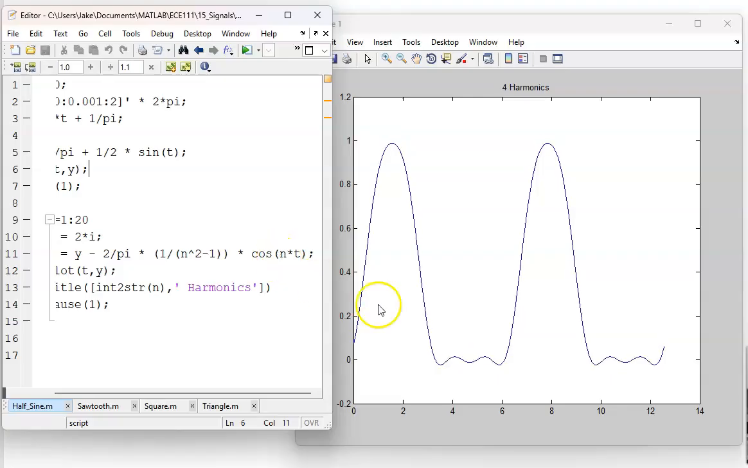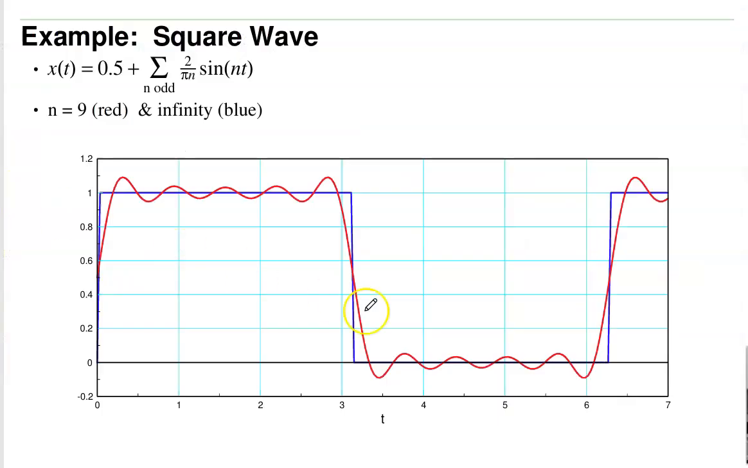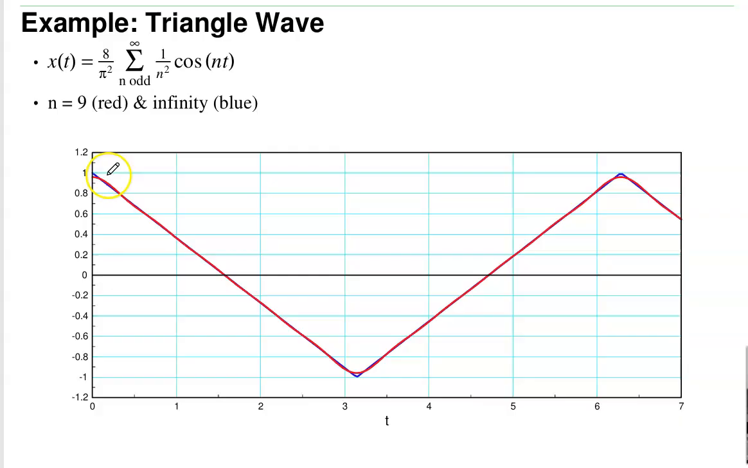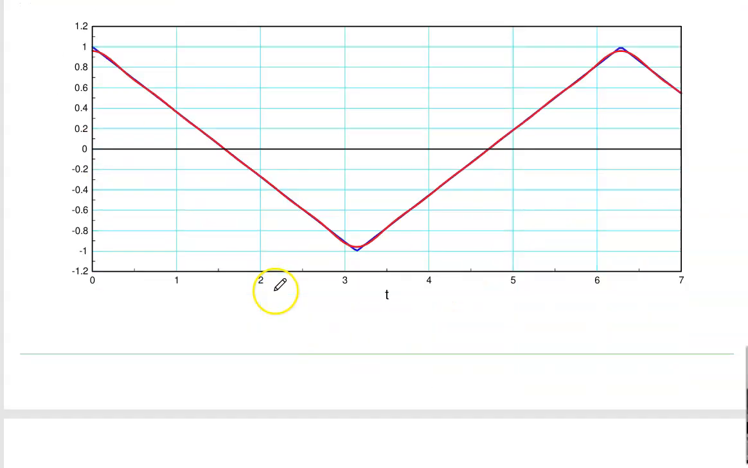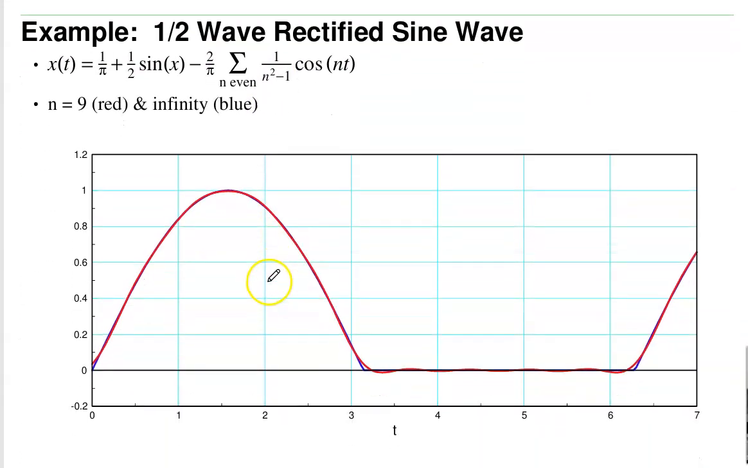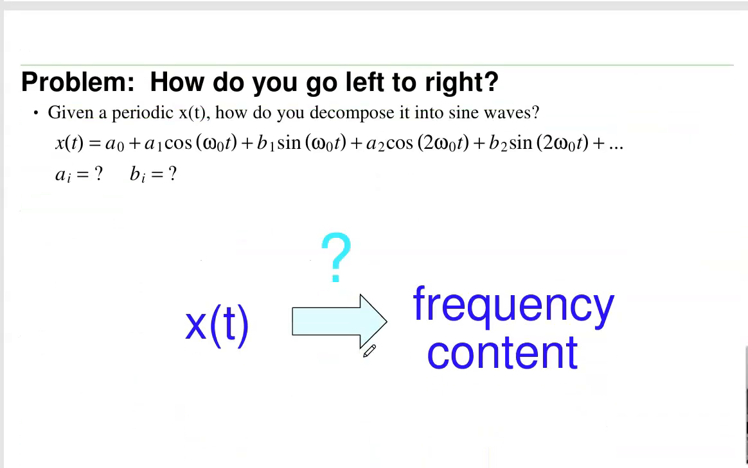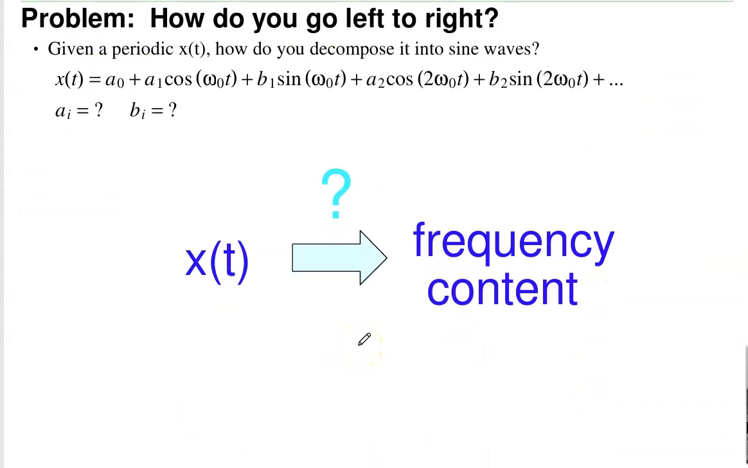As n keeps on increasing, I'm adding more terms. That's going right to left. So again, this is a square wave taken out to 9 terms, infinite terms. Triangle wave, blue is infinite, red is 9 terms. Half-rectified sine wave, the blue is infinite, red is 9 terms. That's going right to left. Okay, that's not all that surprising.